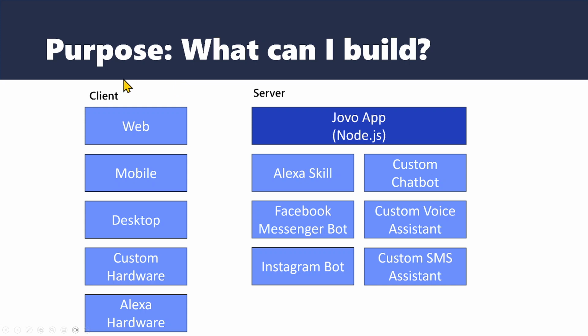One is that it can support multiple different types of clients. It could support a web client, a mobile client, desktop, custom hardware that you're making yourself with a Raspberry Pi or something, or some proprietary hardware like an Echo device from Amazon. It doesn't really matter what the client is, as long as we've defined what the communication is between the client and the server and what format the JSON is in. And so that allows us a lot of flexibility.